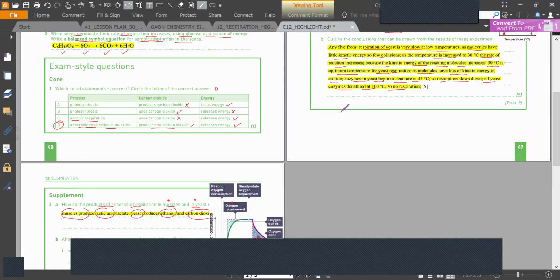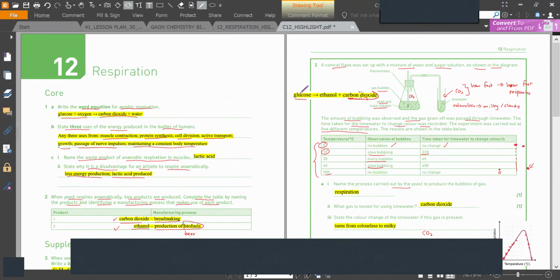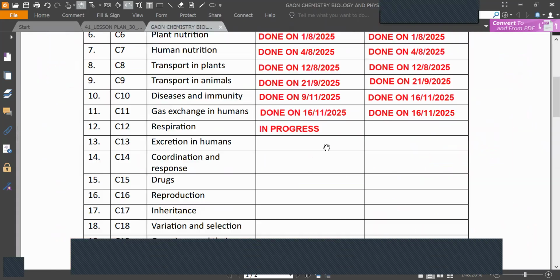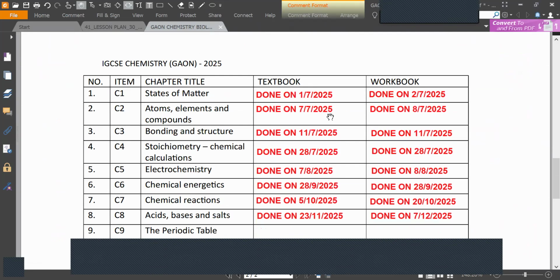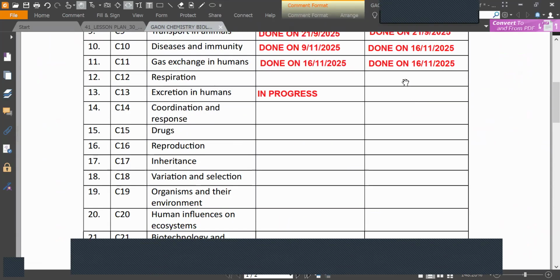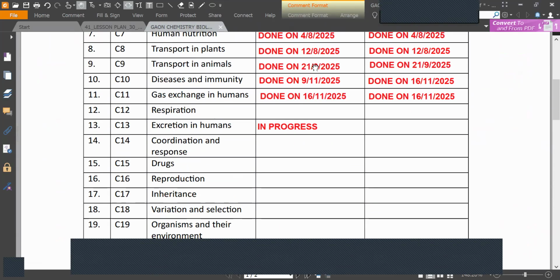So this is a short topic. We finished all, everything is done. So this respiration topic is done completely. Let me copy this. It is a short topic. Making progress here.